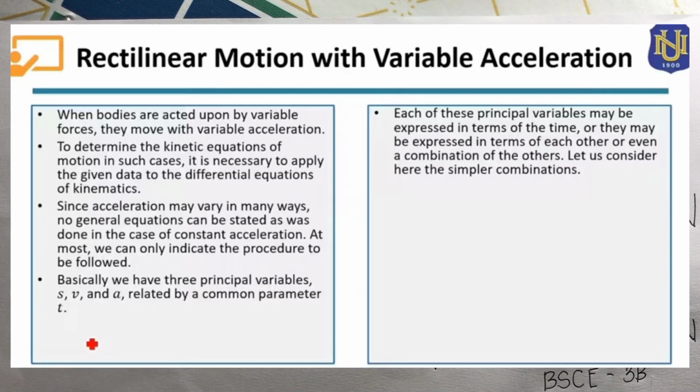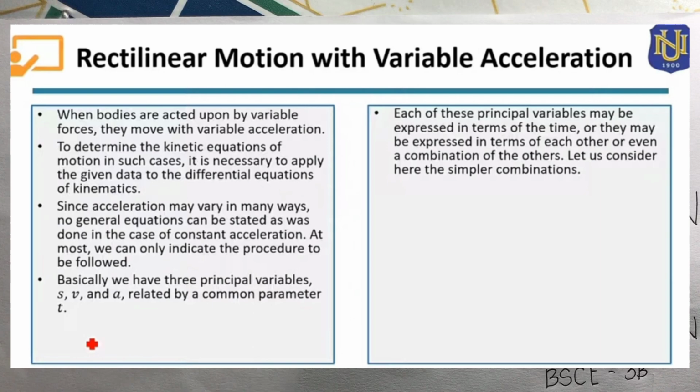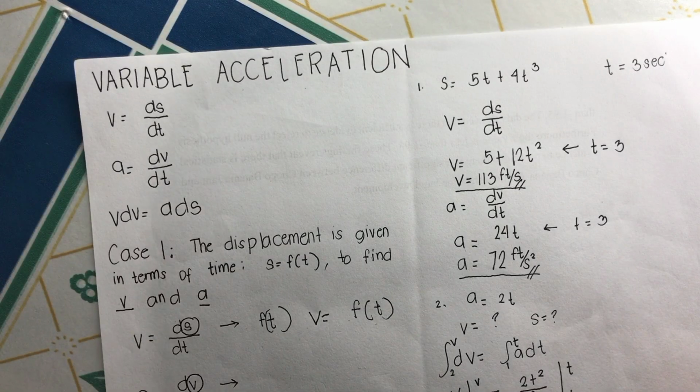The fourth one is that each of the principal variables may be expressed in terms of the time, or they may be expressed in terms of each other, or even a combination of others. So let us consider here the simpler combinations. I'm giving these three cases so that you can solve them directly or in an easy way.